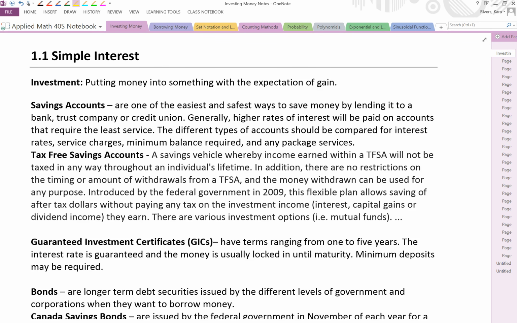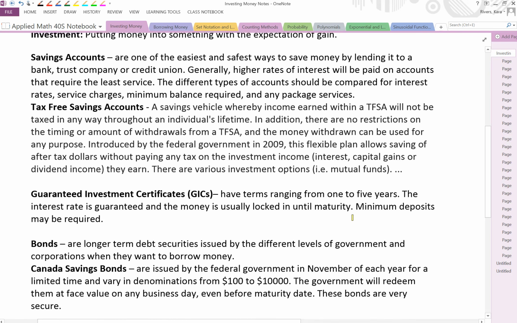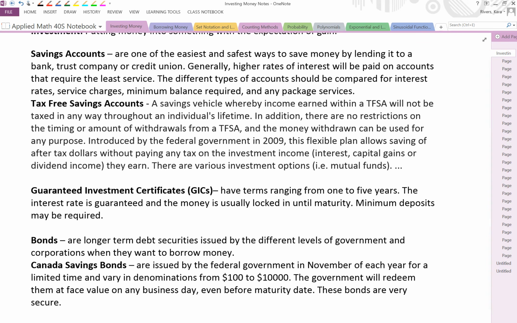For example, understanding what a savings account does and what a tax-free savings account is, but also understanding the risk factors. It's really important that we understand what's a higher risk investment and a lower risk investment so that you can actually use this terminology in order to explain situations.